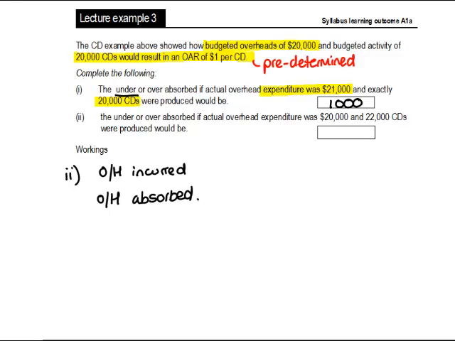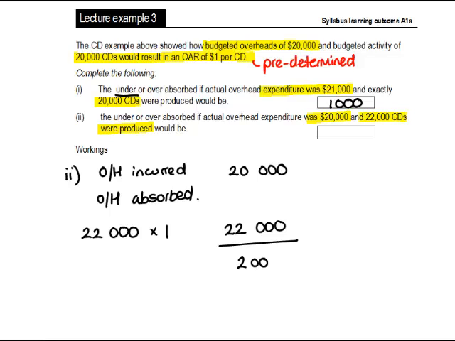In the second example, we consider what happens if we got the top bit right. Our actual overhead was $20,000, but we made more CDs than we planned. We made 22,000. So the overhead incurred is $20,000, but this time we absorbed more. We've got 22,000 CDs, and multiplying that by our overhead absorption rate gives us $22,000. This time, because we've absorbed more, we have over-absorbed. So it's $2,000 over, and this time we'll add that back to profit.